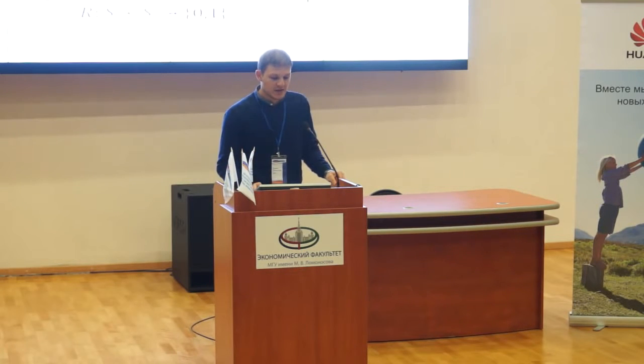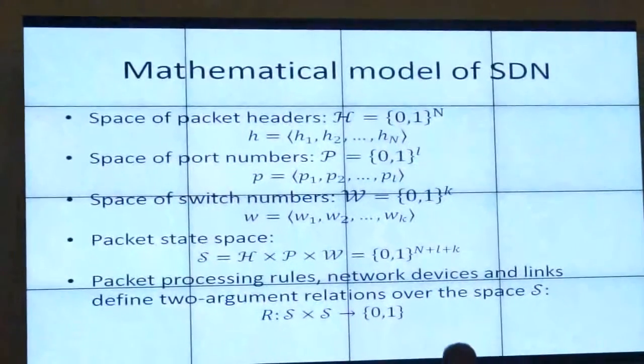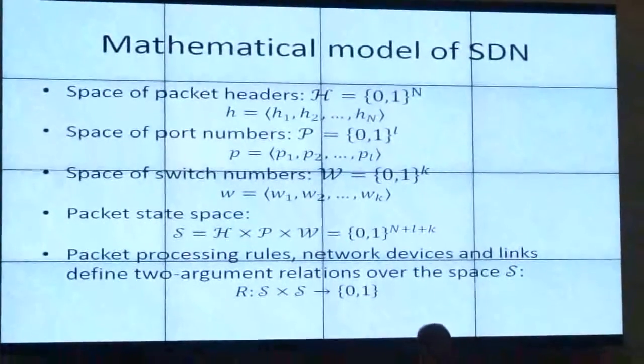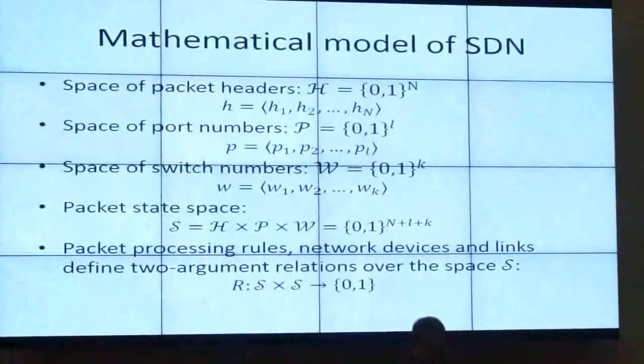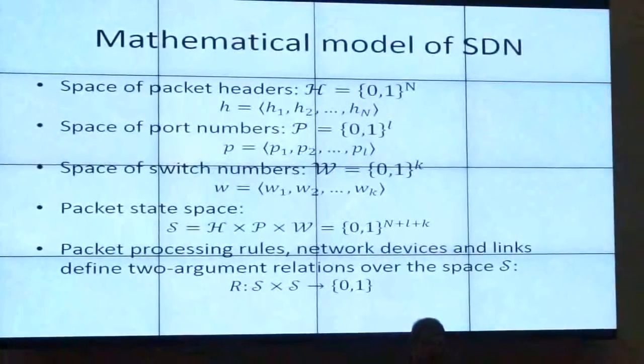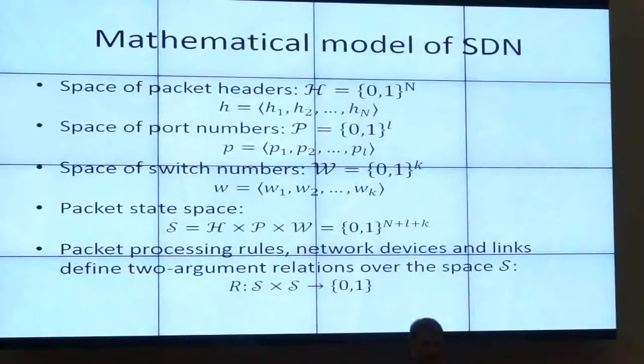What about the mathematical model? First of all, we think that each header is just a binary string of a given length, as is the number of ports at a switching device and the number of the switch. The packet state is just a binary string of a given length, and while a packet traverses through the network, it changes its state. For example, if a packet goes through the link, it changes the number of switch and the number of port where it is located. If a packet is routed inside of the switch, the switch is the same, the port is changed, and maybe a header is changed.